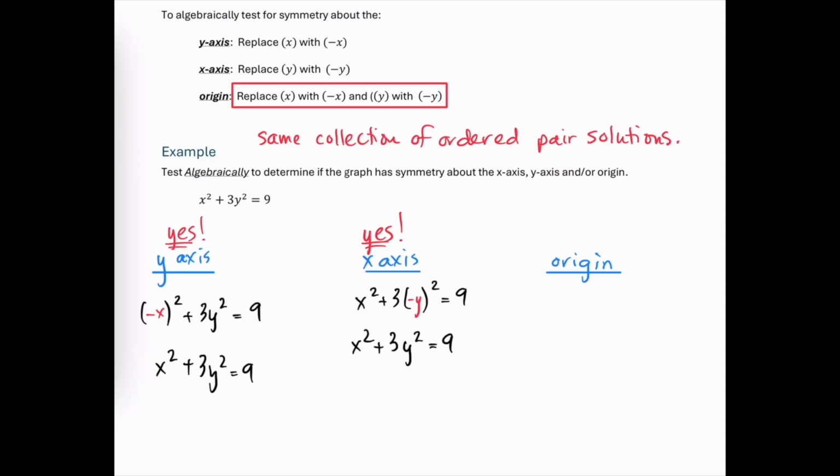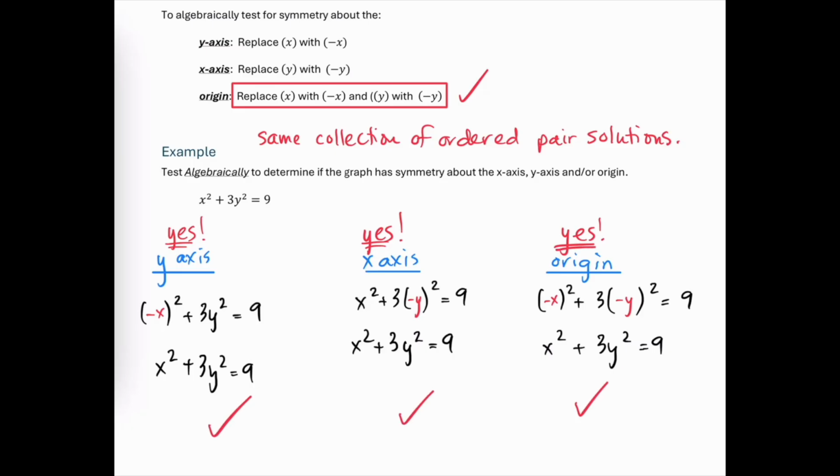Now we're going to determine whether or not we have symmetry about the origin, and in order to do that, we're not only going to plug in negative x for all the x's, but we're also going to plug in negative y for all the y's. So negative x goes in, and negative y goes in, and now we simplify to see if we get the same collection of ordered pair solutions, and again we get the exact same equation, no change on either side, and so for this example we have symmetry everywhere. We have symmetry about the x-axis, the y-axis, and the origin.